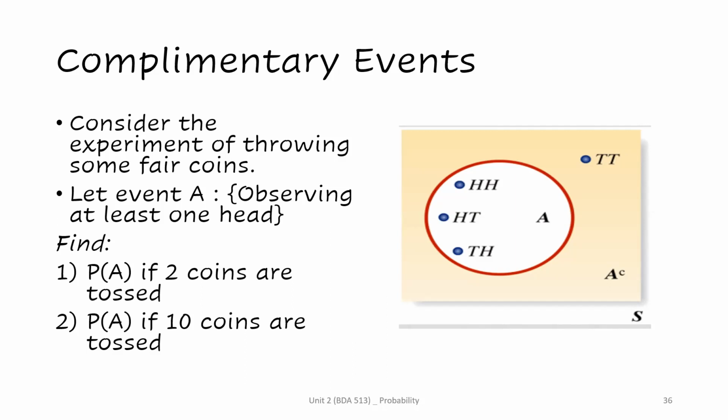Yes, sir, I agree. Because we've defined event A to be observing at least one head. Okay, so that is our A. So you see that now the A prime, or the A complement, becomes tail. Okay, so you see that on your right, the TT. We want to find the probability if 2 coins are tossed, and also find the probability if 10 coins are tossed.